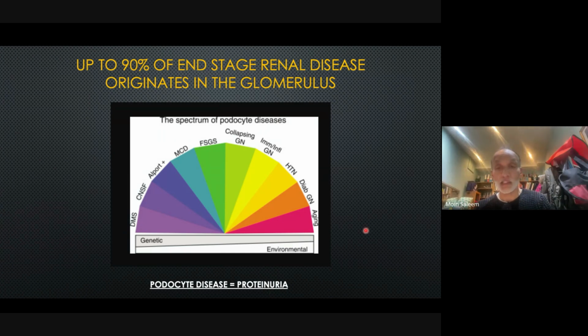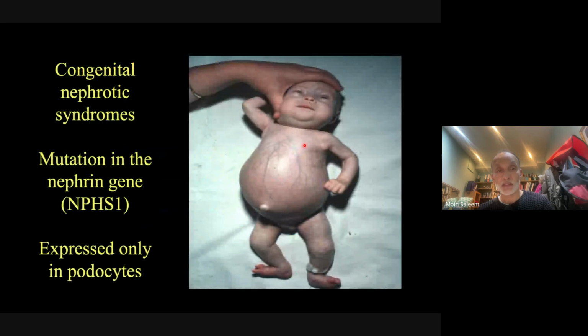So that ranges from the commoner conditions such as diabetic nephropathy, aging. As we age, we lose glomeruli, hypertension, etc., to rarer conditions, and some of these are monogenic conditions, so genetic conditions, congenital nephrotic syndrome, which I'll talk about, Alport syndrome you may have heard of, and then various immunological and inflammatory diseases that are sitting here in the middle. So congenital nephrotic syndromes are due to mutations in genes, and the genes that are mutated are in the podocyte, so that they're expressed in the podocyte.